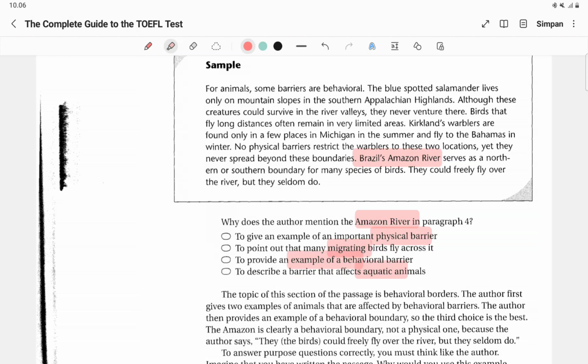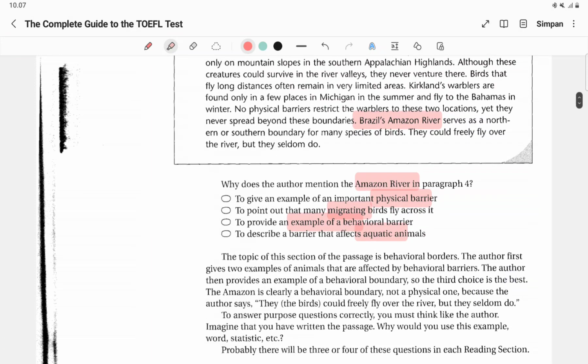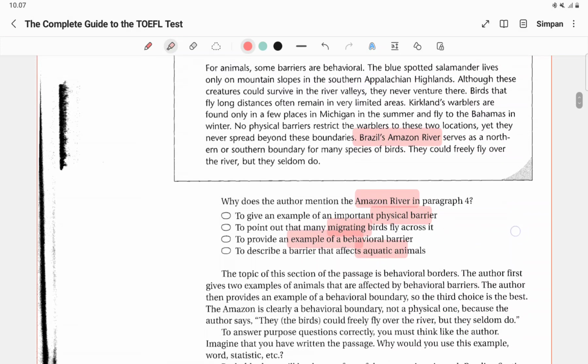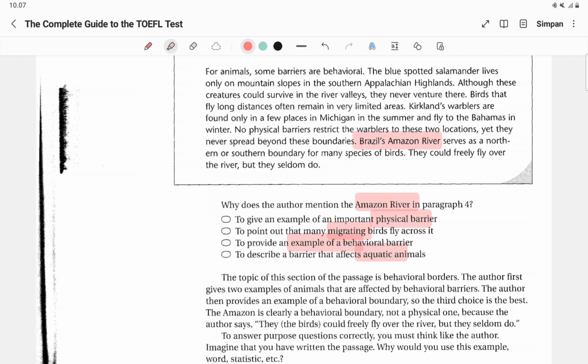D might be D. The topic of this section of the passage is behavioral barriers. The author first gives two examples of animals that are affected by behavioral barriers: blue spotted salamanders and the birds. The author then provides an example of a behavioral boundary. So the third choice is the best.